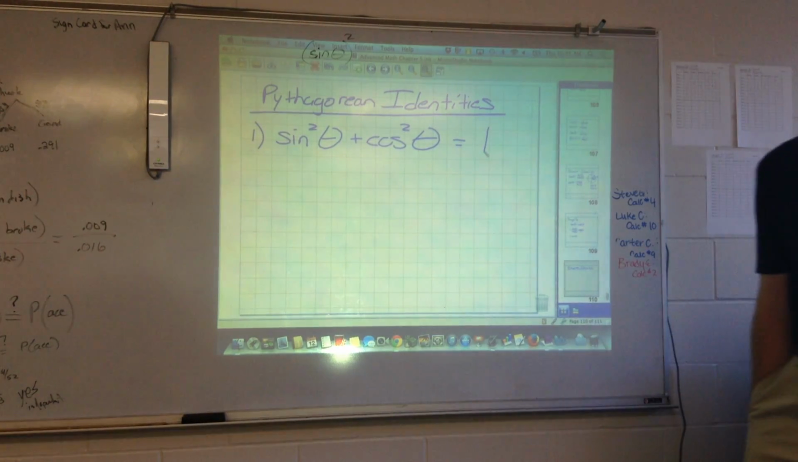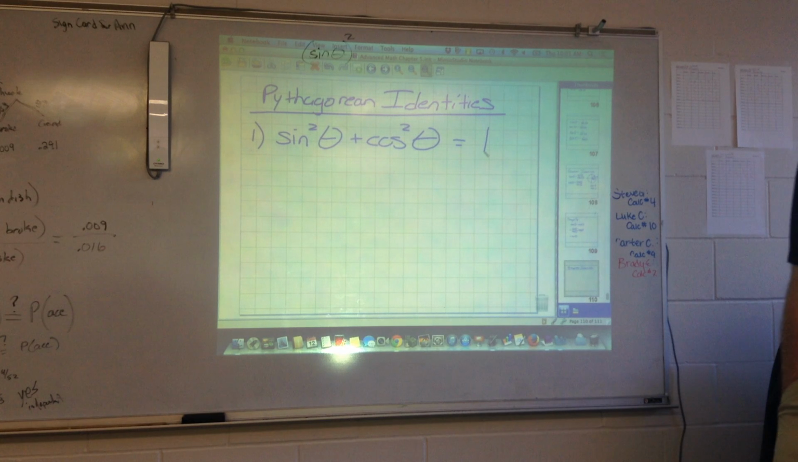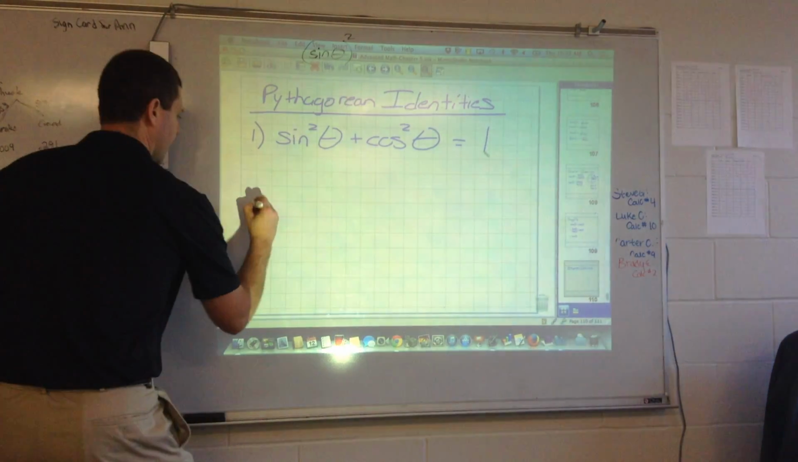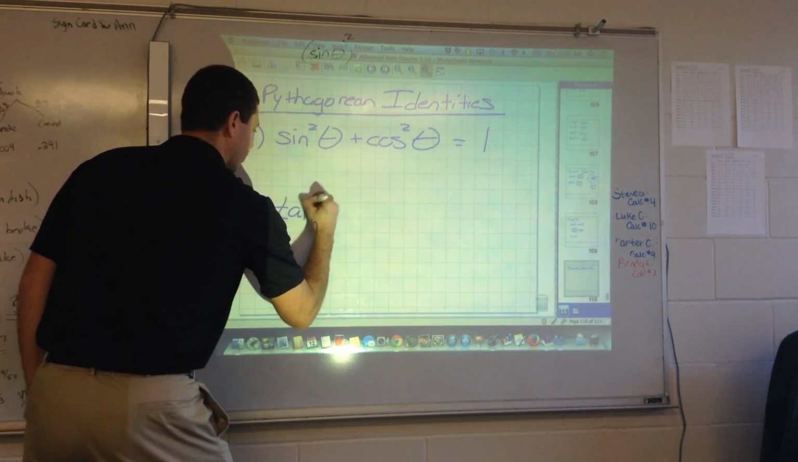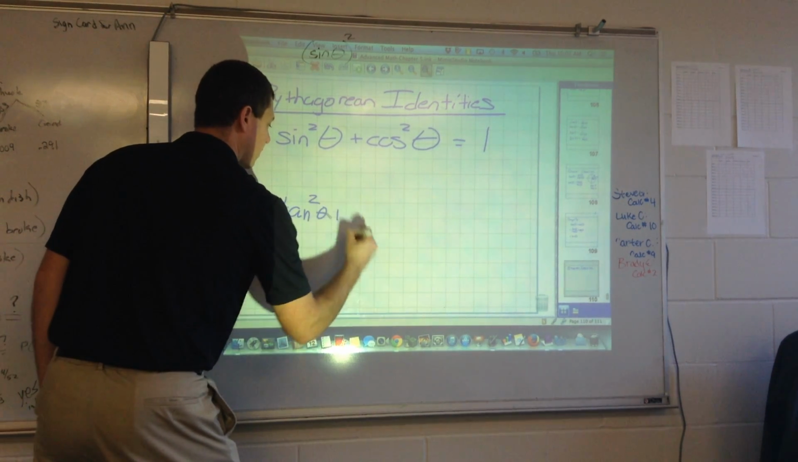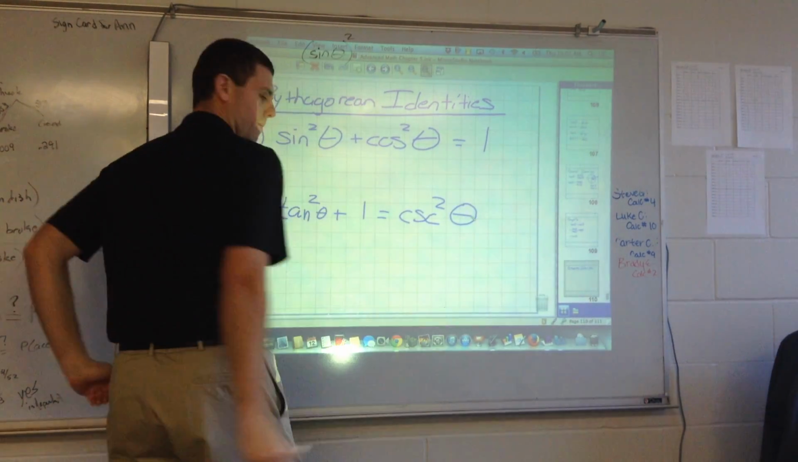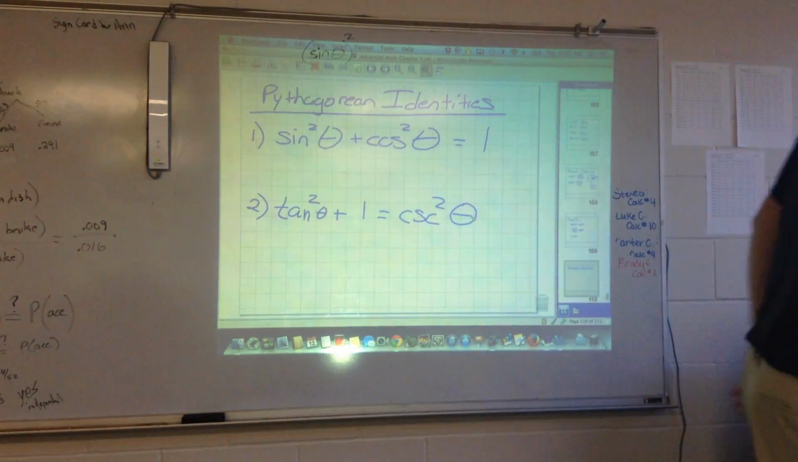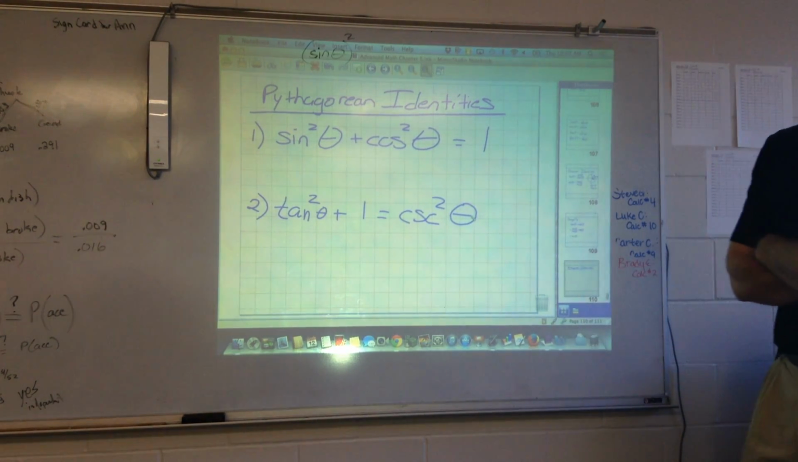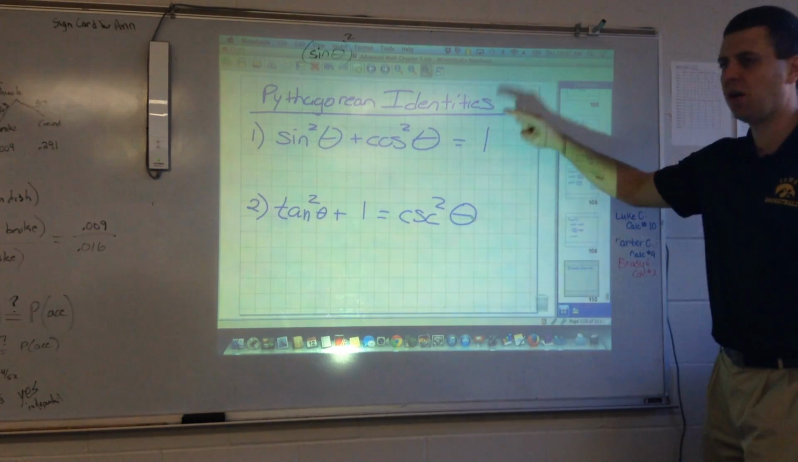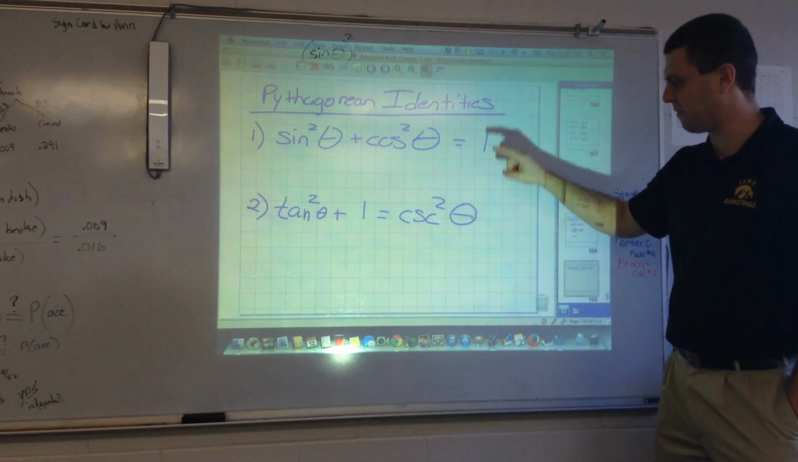Think about your quotient identities we just got done writing down. I'm challenging you here. Look at your quotient identities, then look at the next identity that's in the book: tangent squared theta plus 1 equals secant squared theta. Think about your reciprocal identities, the identities we've done so far today. If I know this one, how could I figure out this one?